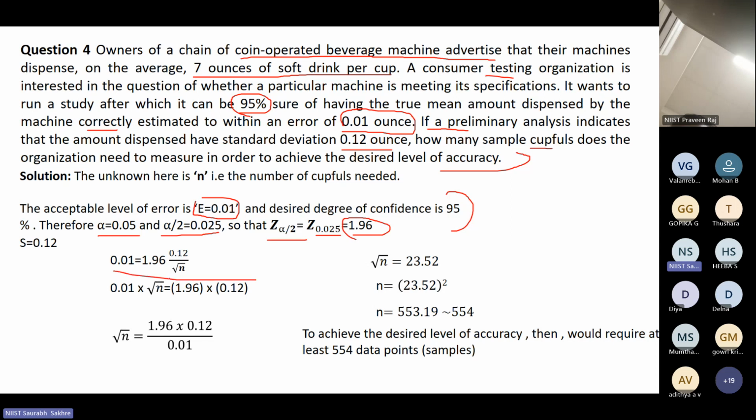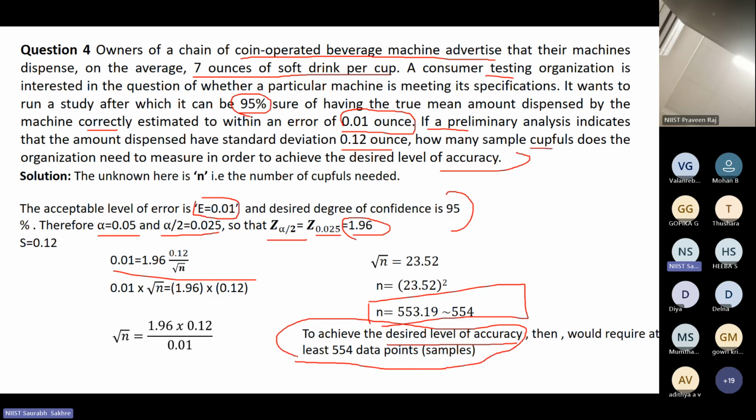So 0.01, 1.96 times 0.12 divided by 0.01. So root n equal to 23.52. I did the square of it and n equal to 554. So to achieve the desired level of accuracy, we would require at least 554 data points, samples.